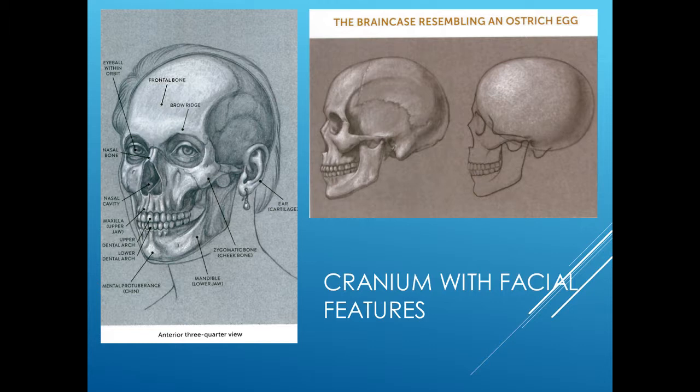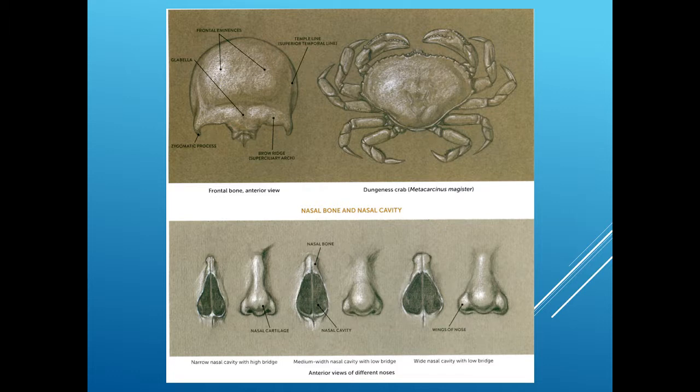Now here's the ostrich egg resemblance. Here's our cranium, our skull, and here's a drawing of an ostrich egg, kind of in the shape of the human skull. It's an easy way to remember, because our skulls are not shaped like balls, not like a baseball, basketball, or soccer ball. It's more oval shaped, like an egg. So that'll help us to remember that. From here we can look at the frontal bone, and the glabella is right inside there. The zygomatic process we saw down there, and the brow ridge, which is kind of in the shape of a crab.